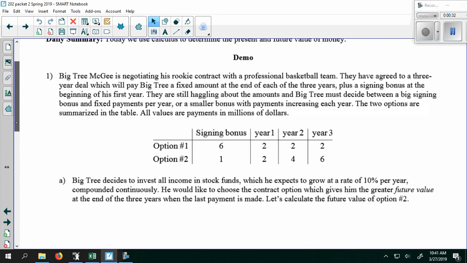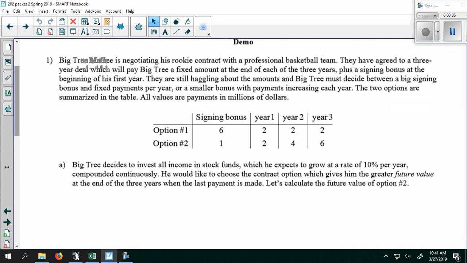Okay, so Big Tree McGee is negotiating his rookie contract with a professional basketball team, and they have agreed to a 3-year deal, which will pay Big Tree a fixed amount at the end of each of the 3 years, plus a signing bonus at the beginning of his first year. They're still haggling about the amounts, and Big Tree must decide between a big signing bonus and fixed payments per year, or a smaller bonus with payments increasing each year. The two options are summarized in this table, and all the payments are in millions of dollars. So he has to decide between these two options.